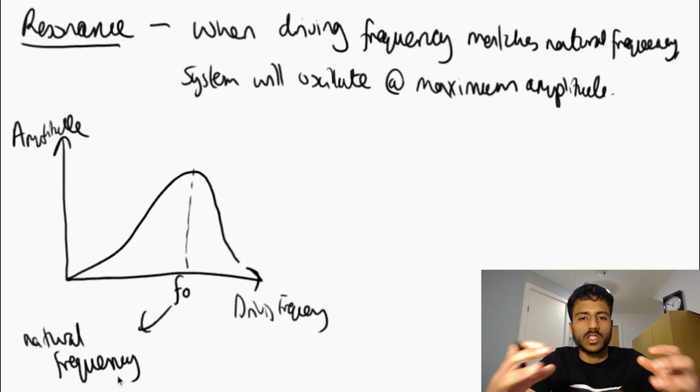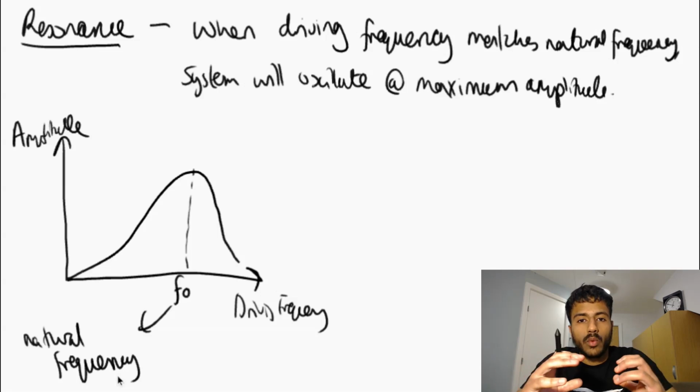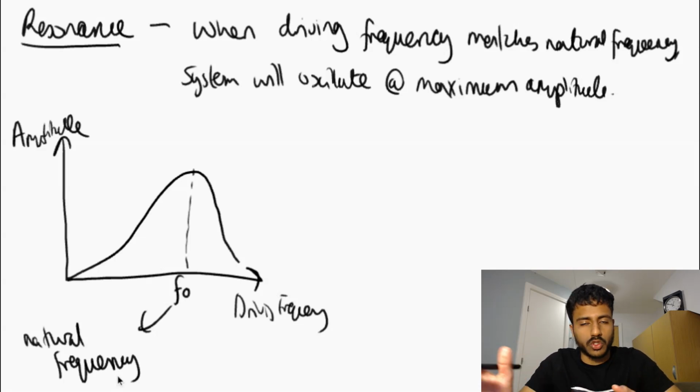And this is important in certain real life scenarios. For example, when you're making a bridge, the bridge will have some sort of natural frequency to it. And if the driving frequency from wind matches a natural frequency, this bridge will start to oscillate at maximum amplitude. And there have been videos in the past you can search for resonance occurring on bridges and bridges actually collapsing. So ways to counter this is to use something called dampers.